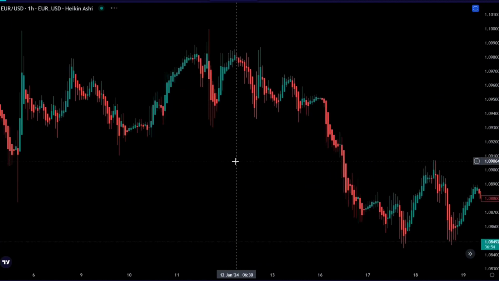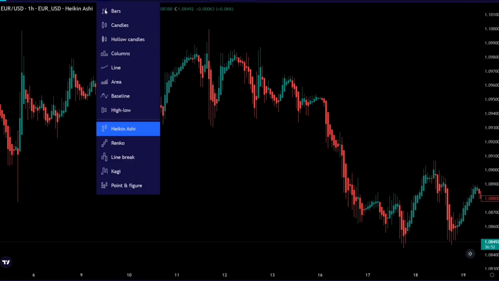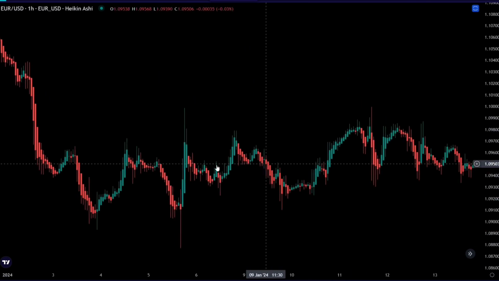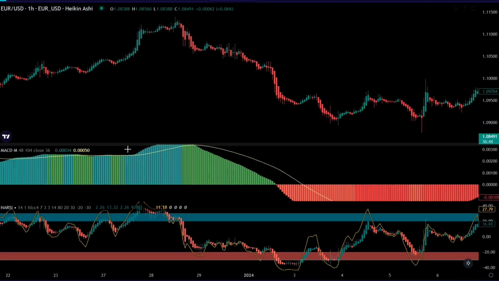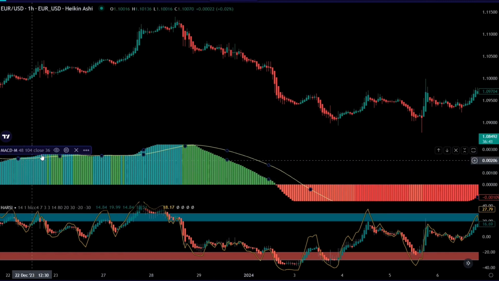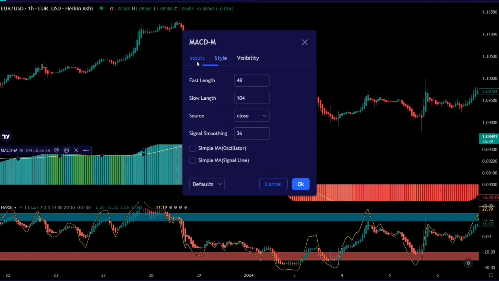First, we need to change the candlestick to Heikin-Ashi candlestick. This is very good for this strategy. Next, we need to add MACD. Go to settings, input: fast length 48, slow length 104, source close, and signal smoothing 36, and OK.